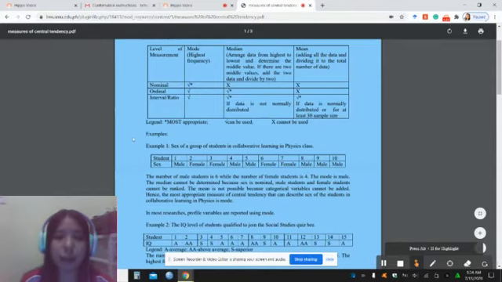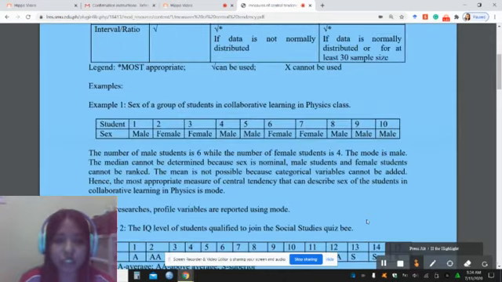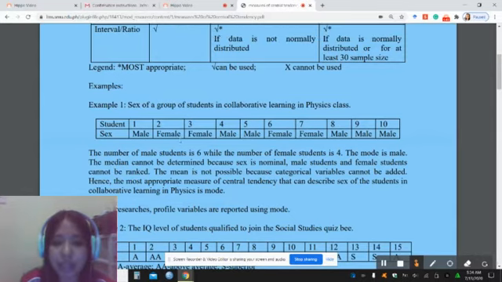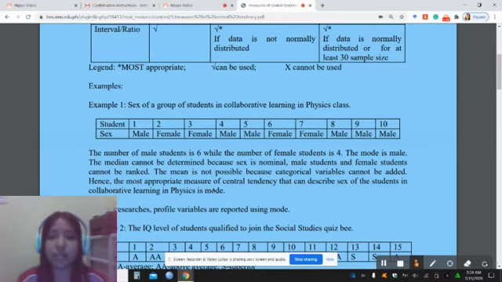So let's have an example of nominal data. For example, number one, sex of a group of students in a collaborative learning in physical class. We have here a table that shows students 1 to 10 and their sex. The number of males in this example is 6, while the number of female students is 4. Obviously, the highest is male, so the mode is male.